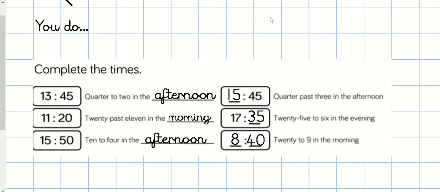Use the knowledge of our 24-hour clock to fill out your worksheets today. Good luck!